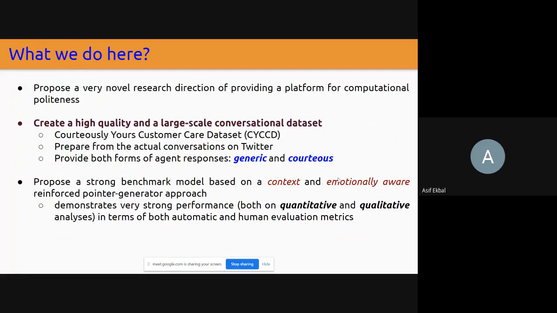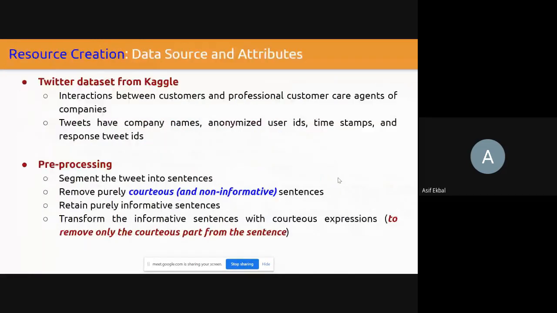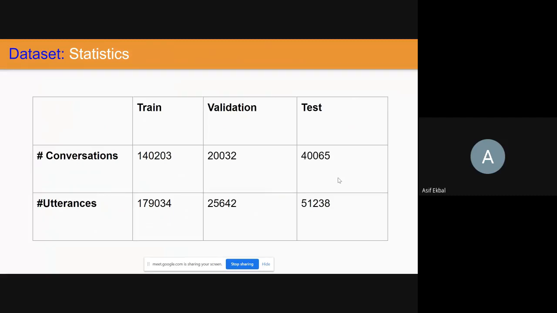So we did not have the data, we did not have the parallel data. We created the data by collecting the Twitter conversations. We applied clustering, and then created data manually using the clustering. We identified the important generic phrases, generated the equivalent courteous phrases, and created the training data for ourselves. That will do this conversion from non-polite responses to polite responses. Finally, we got data of 140,000 conversations between the user and the agent. Validation is 20,000, test is 40,000.